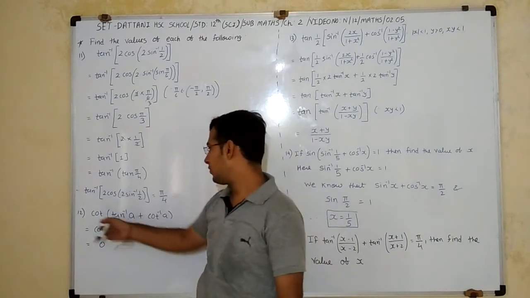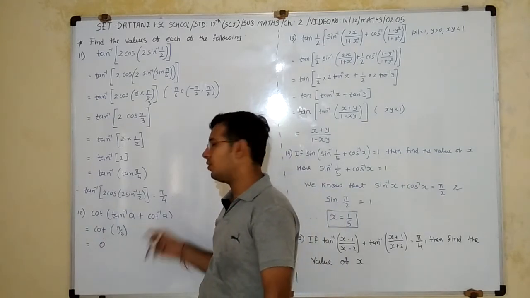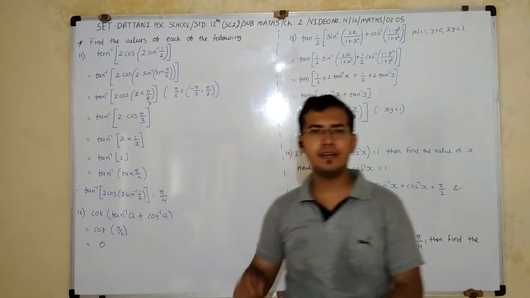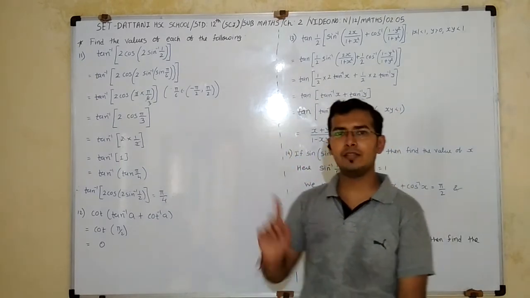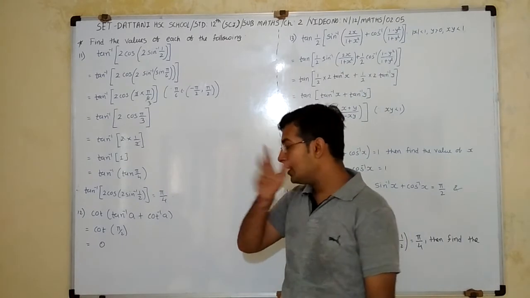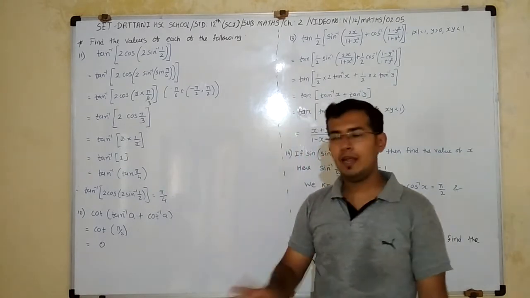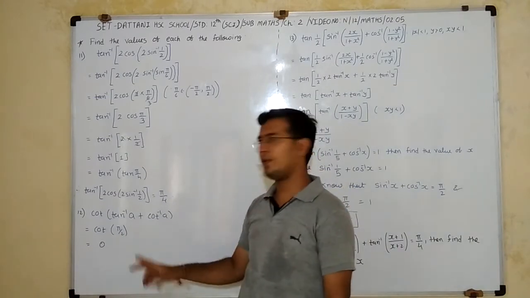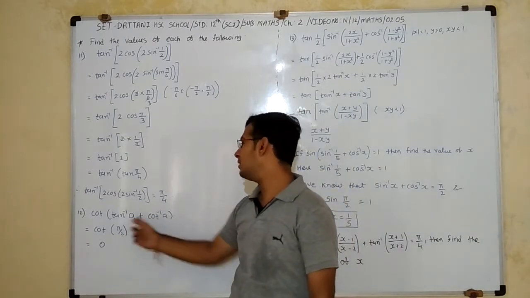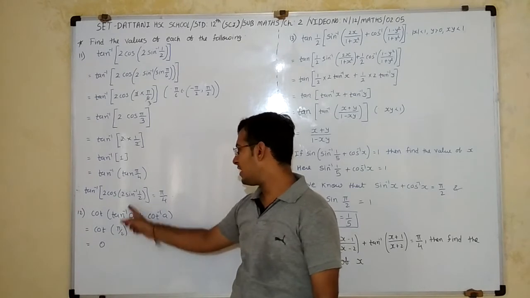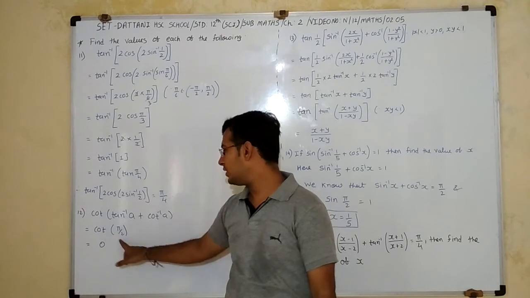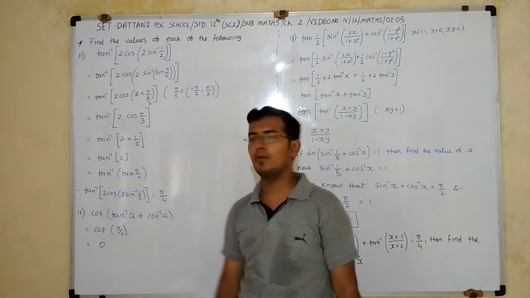The 12th one, cot of (tan inverse A plus cot inverse A). Here the inverse identity is tan inverse x plus cot inverse x is equal to pi by 2. If the angles are the same and the tan and cot inverse functions are in addition form, we get pi by 2 here. Both angles are the same. So I just write tan inverse A plus cot inverse A is equal to pi by 2, and we know that cot pi by 2 means 0.